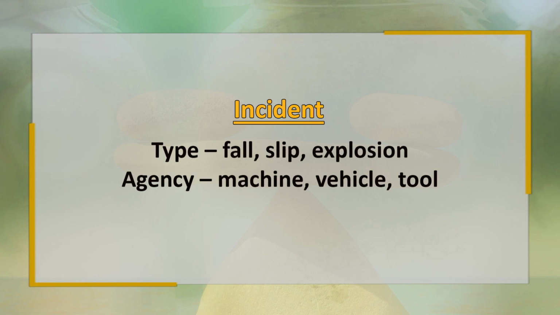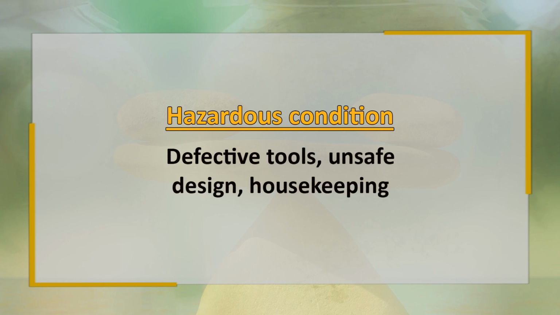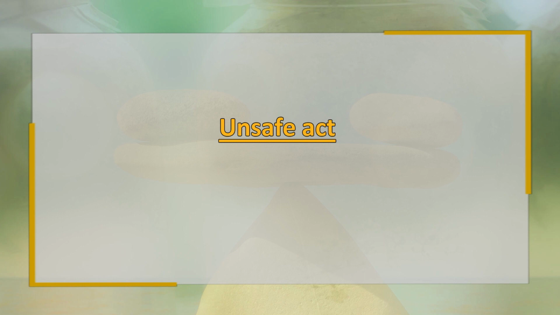Incident type: fall, slip, explosion, etc. Agency: machine, vehicle, tool, etc. Hazardous condition: defective tools, unsafe design, housekeeping, etc. Unsafe acts: errors and omissions.